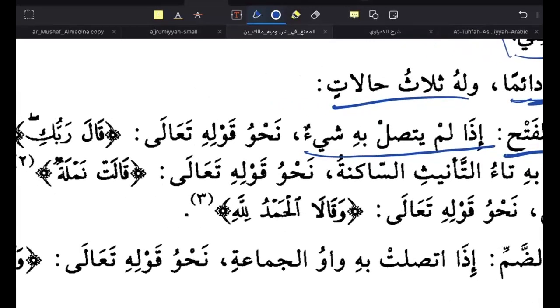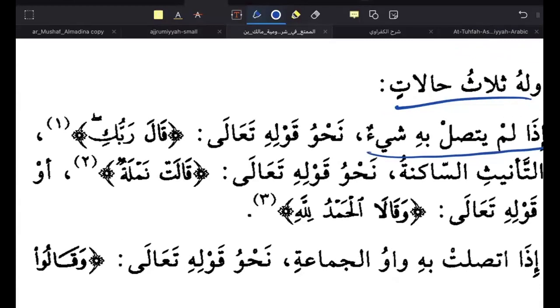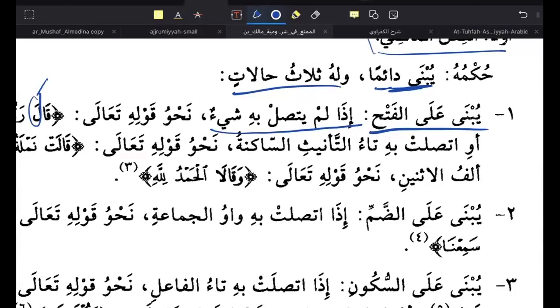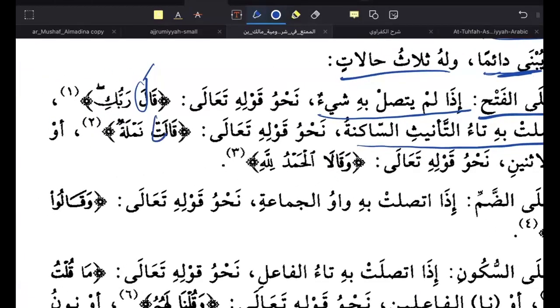نحو قوله تعالى قال ربك. So it is mabni on fatha. أو اتصلت به تاء التأنيث الساكنة, or the feminine ta sakina is connected. نحو قوله تعالى قالت نملة. So you see this, when you have the قالت with the ta sakina, what happens? It is still mabni on fatha. We still have the fatha.